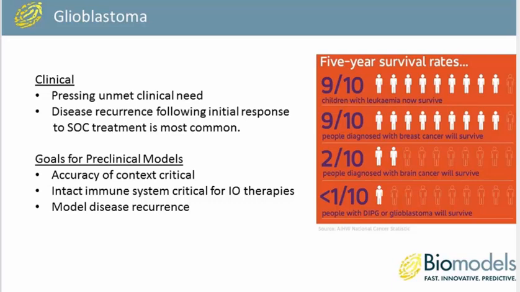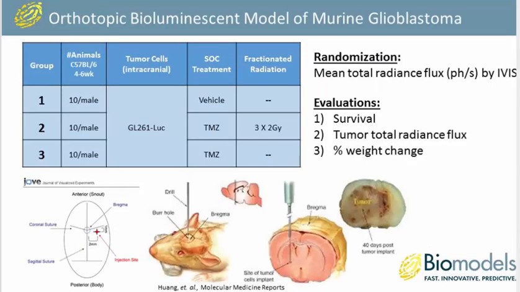Normally, we would expect to see disease recurrence following initial response to a standard of care treatment. And so the goals for preclinical modeling in this case are to have accuracy of context and an intact immune system, to model IO therapies, and to model the relapse and recurrence. I'm going to talk now quickly about an orthotopic bioluminescent model of murine glioblastoma.